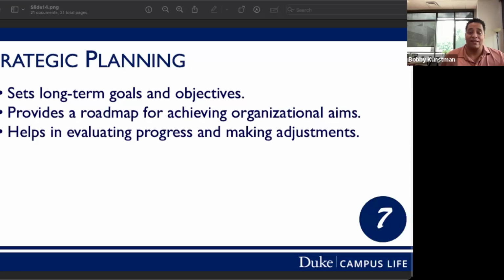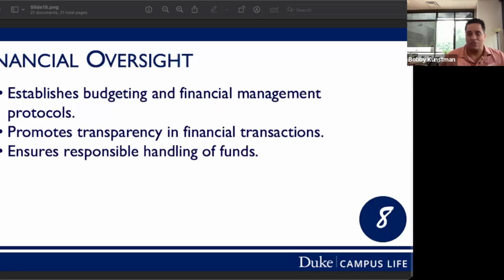Financial oversight. I should switch the slide. Financial oversight ensures responsible management of funds. Establishing a budget and financial management protocols is crucial for ensuring responsible spending and financial health. Promoting transparency in financial transactions builds trust among members and stakeholders. And then responsible handling of funds maintains the organization's integrity and credibility. And I want to emphasize this part.